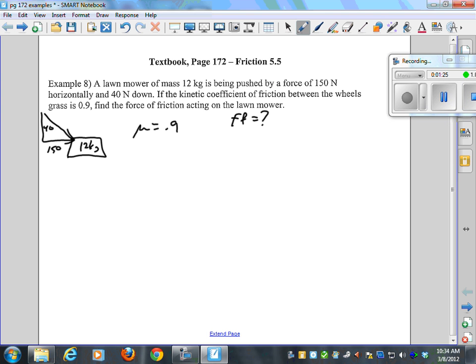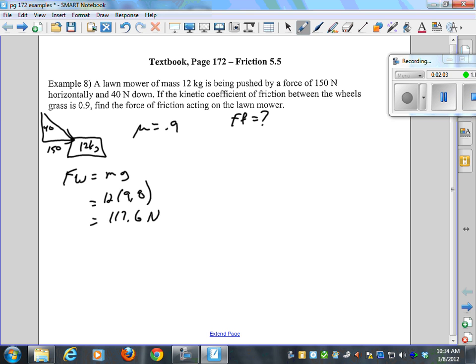The normal force is usually equal to the weight force, but in this case, because I'm actually pushing down on the lawnmower, I'm actually increasing the weight, aren't I? So I think the first step we should do is find the weight force. So let's go FW is equal to mg. So that's 12 times 9.8, or 117.6 newtons.